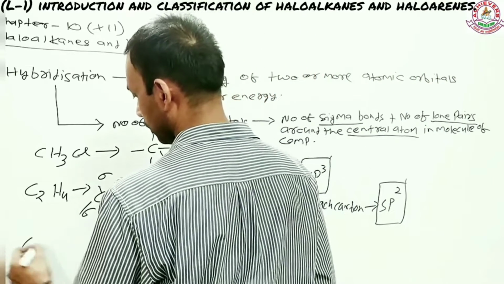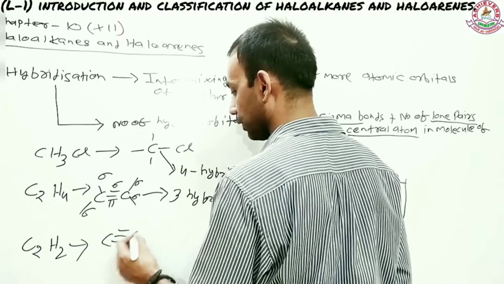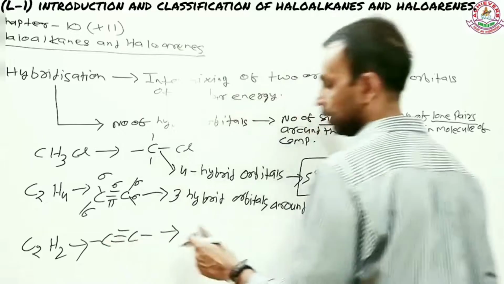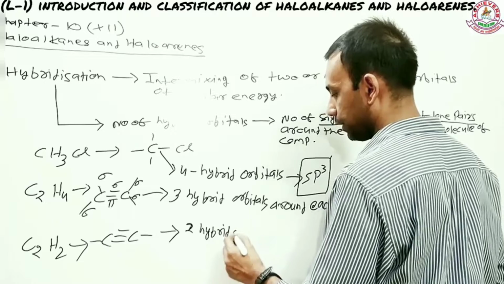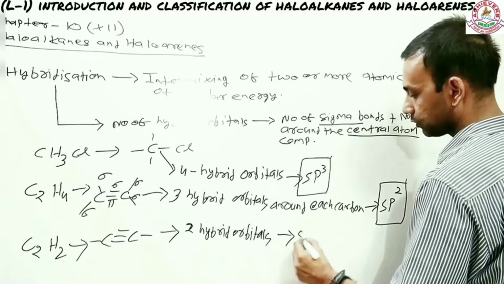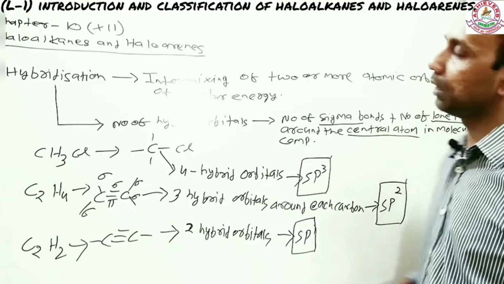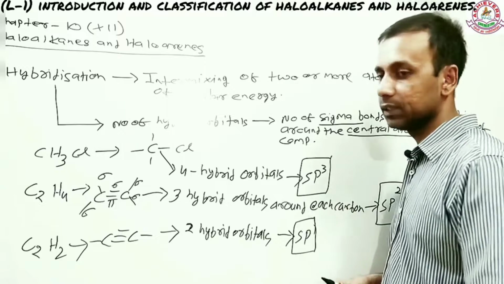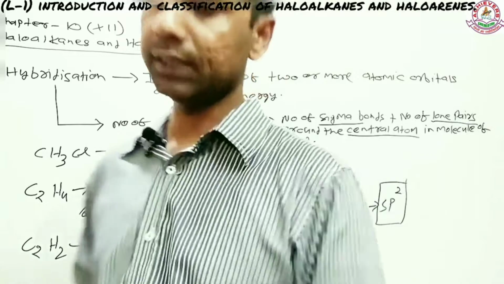Let's take another example. Suppose I'm talking about C2H2. This is ethyne, and if you draw the structure, you understand that there is a triple bond here, and because it has a triple bond, there are only 2 sigma bonds. So 2 sigma bonds means 2 hybrid orbitals. And if there are 2 hybrid orbitals, definitely the hybridization is going to be sp. This is something we had to do before we even start the haloalkanes and haloarenes classification. I hope you have understood, because these are really very important and very basic. Once you are done with that, you can start with other things coming up in haloalkanes and haloarenes.